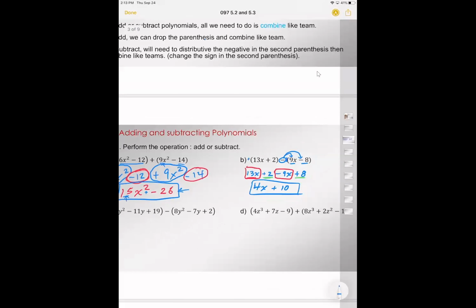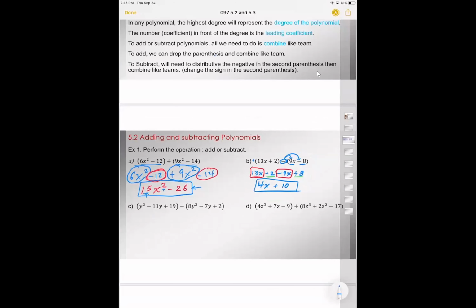And if you look at A versus B, the only thing different between A and B is that in A we have addition, and in B we have subtraction. If it's addition, you just drop the parentheses, it does not affect anything. But if it's a subtraction, we need to change the sign in the second parenthesis before we can drop it. So in short, hopefully you see or connect this to chapter 2. In order to add or subtract polynomials, all you need to do is combine like terms, but we need to change the sign before we can combine like terms if we subtract. Any question with A or B here?